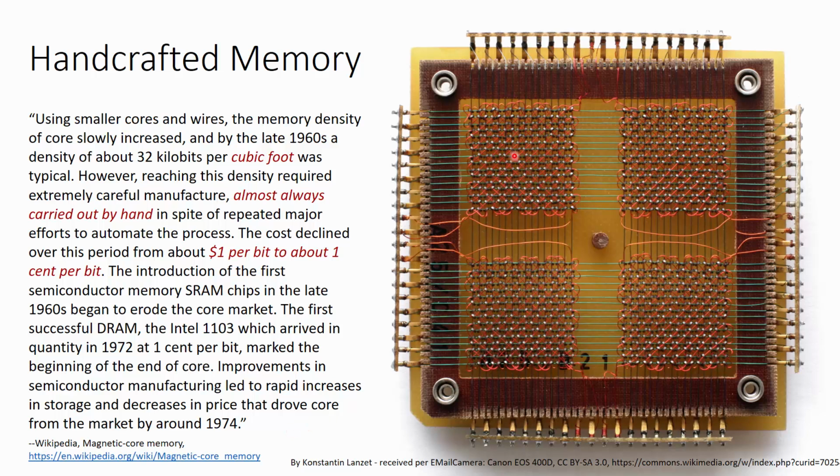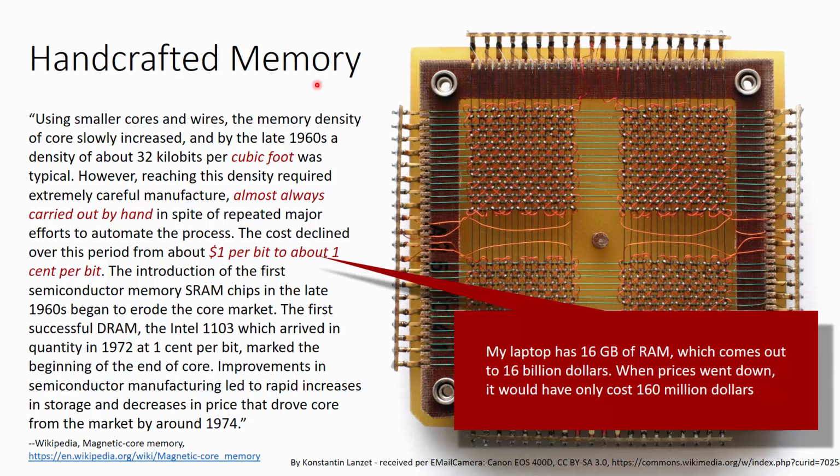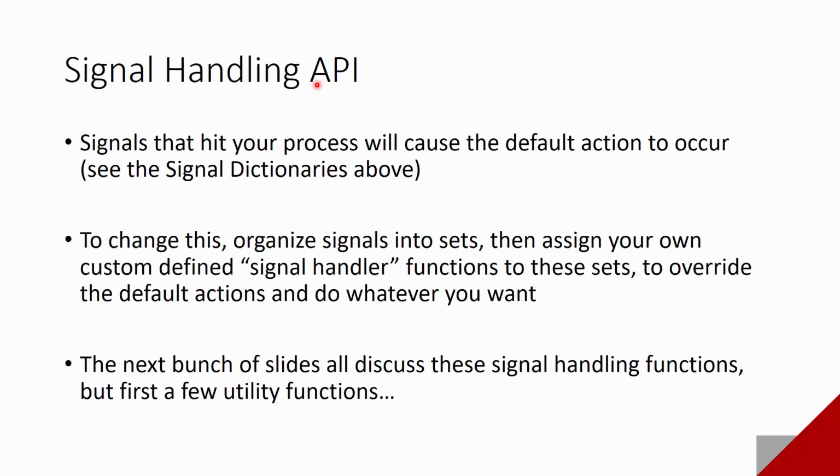So this thing is a fascinating little insight into history for where computers really were assembled by hand. Even the memory was. So my laptop has 16 gigabytes of RAM. So at this price, that'd be about $16 billion for my laptop. And when the prices went down, then it means my laptop would have only cost $160 million. So your money at work, right? Your government money at work when they buy all these big computers.